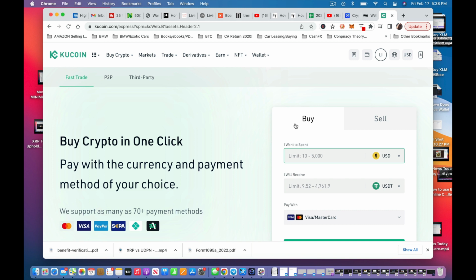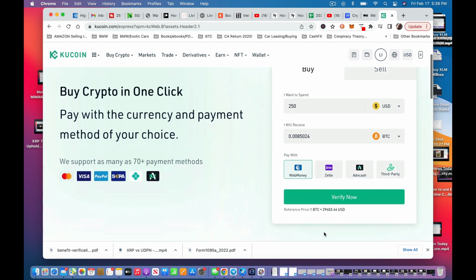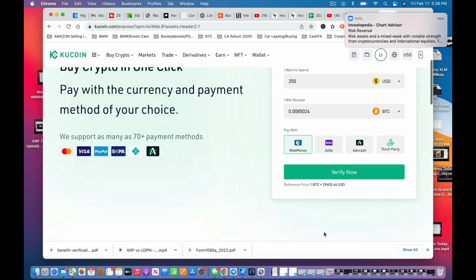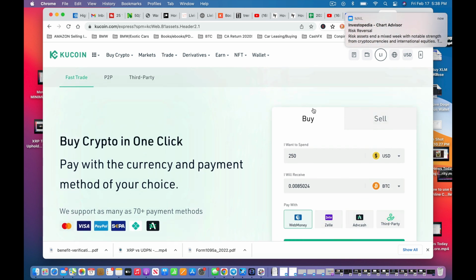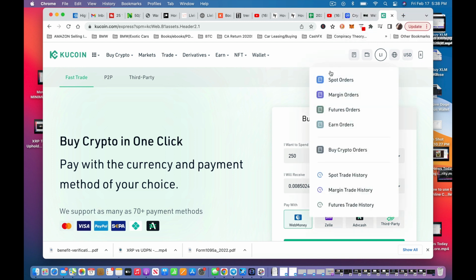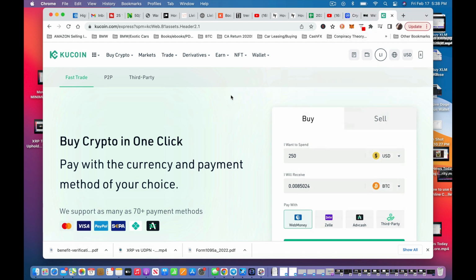Yeah, I want to spend and I want to buy. So here you go. Let's say I wanted to spend $250 today. Okay, I could buy USDT. Let's say I wanted to buy Bitcoin. Okay, so 008. You can Zelle the money over and you're done. But with Bitcoin where it is right now, I'm not buying anything. And I just bought some more XRP and XLM the other day, so I'm not buying anything today. But I did want to show you how to work within KuCoin.